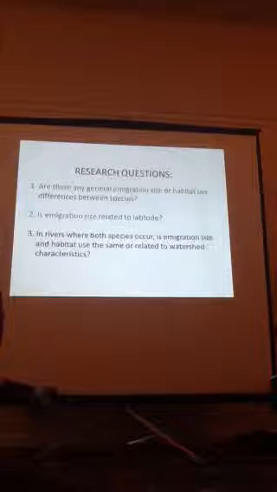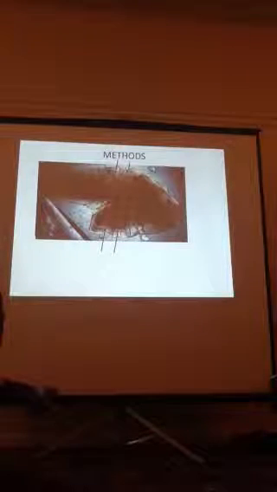And I also wanted to look at where the two species overlap. Are fish utilizing similar nursery habitats, or are they spatially segregating? Are emigration sizes similar, or are there any differences? And are these at all related to general watershed characteristics? So I had fish from about 20 different rivers ranging from Florida up to Maine.